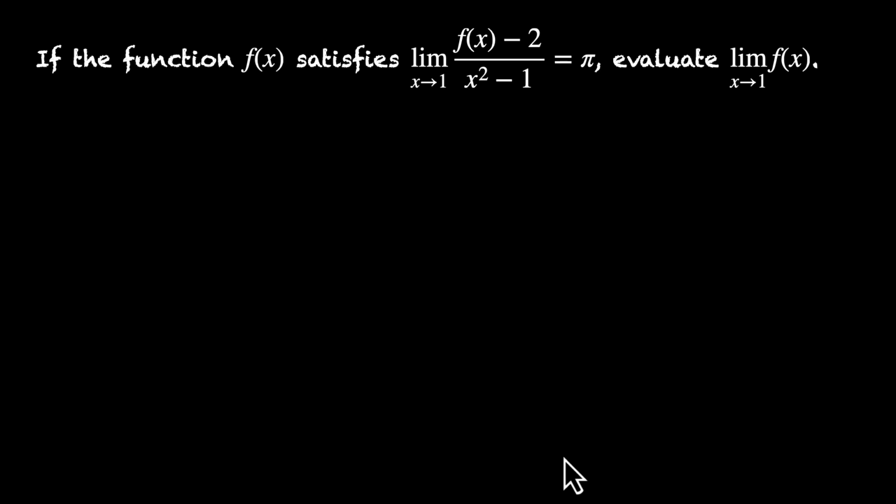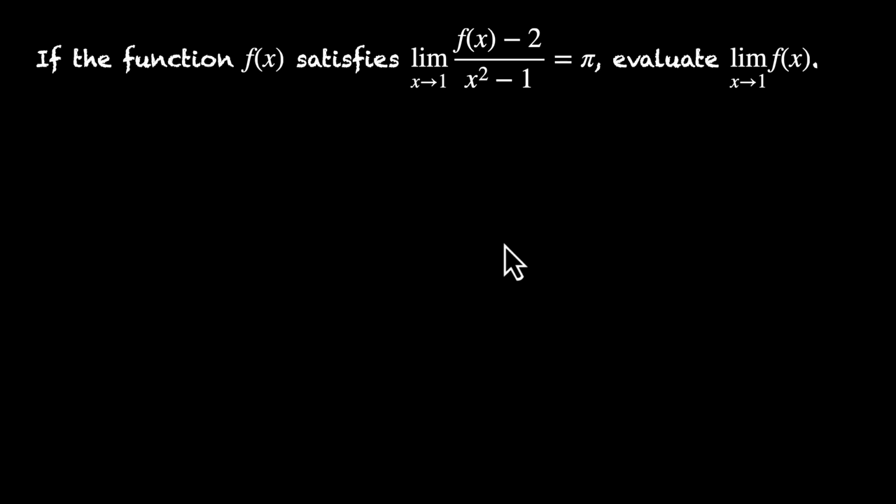In this video, we're going to solve a challenging problem from the world of limits. This is the question. If the function f(x) satisfies this, evaluate the limit as x approaches 1 of f(x). We need to figure out what f(x) approaches when x approaches 1, and we're given that this, (f(x) minus 2) by (x square minus 1), approaches pi when x approaches 1. Now pause the video, give this a shot, try this on your own.